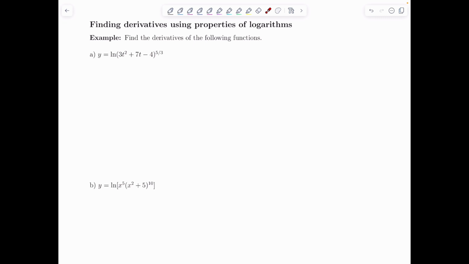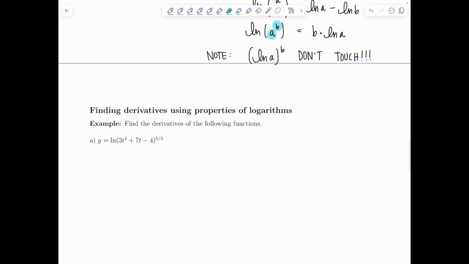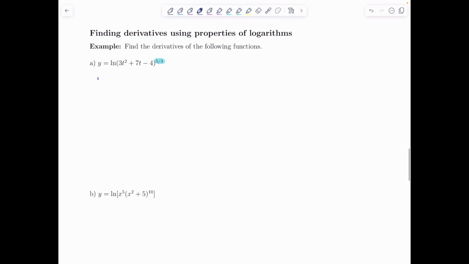But then you might think to yourself, I don't need to do all that, because this exponent, this 5/3, is basically b right here. It applies only to the argument. I'm going to move it down front of the logarithm, and then I don't have such a nasty chain rule to contend with afterwards. So I can write this as y equals 5/3 times natural log of (3t squared plus 7t minus 4). Okay, so now when I take the derivative, dy/dt, 5/3 just comes along for the ride.